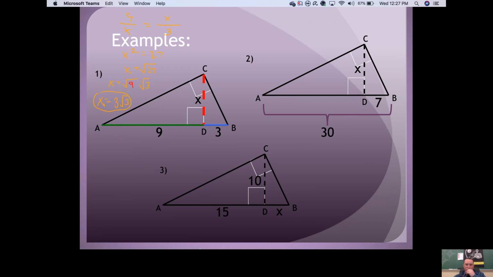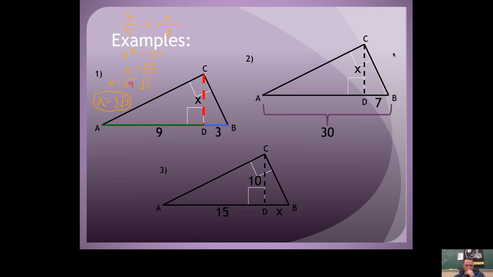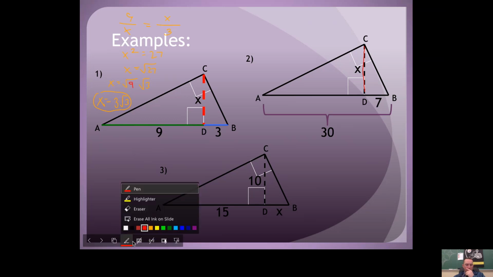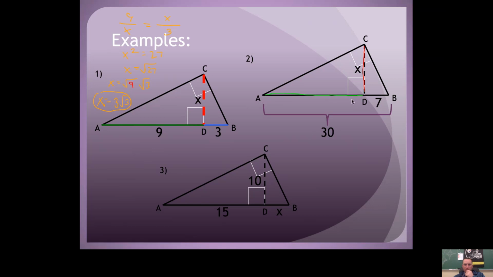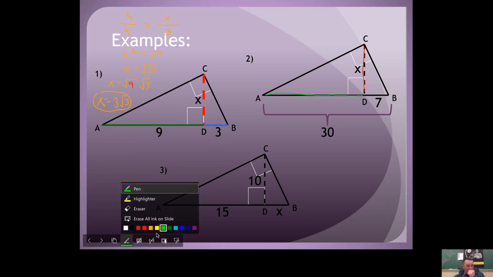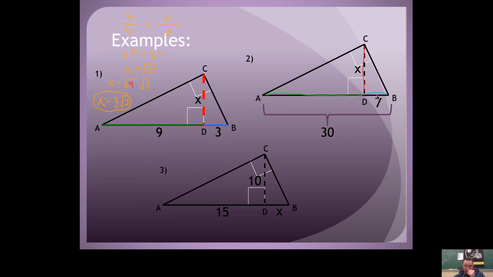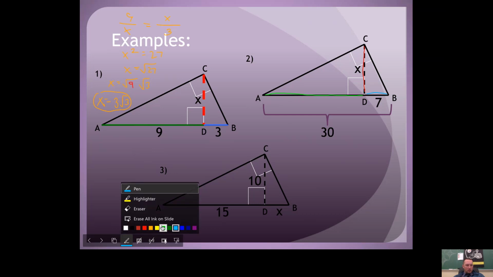Here's number 2. There's no colors on here. I could put colors on if I needed to. In fact, let's do that. The red is the geometric mean of the green, be careful there, and the blue. I know the blue. I want the red. The green is not listed here, but we can calculate it. That's why you have to be careful on this one. This one's a little bit different.